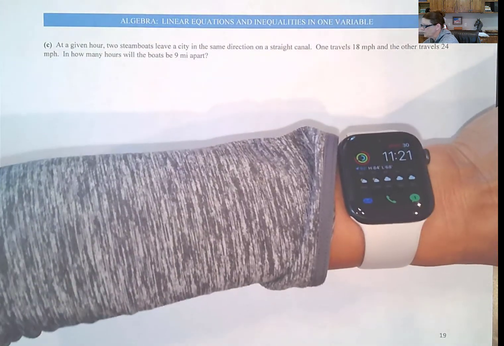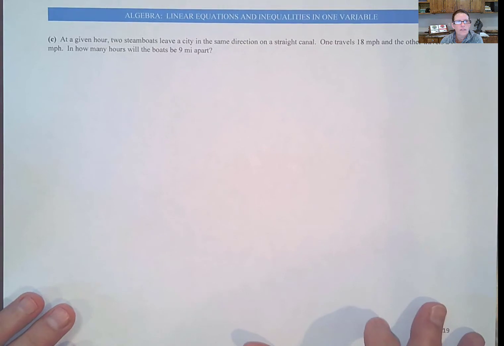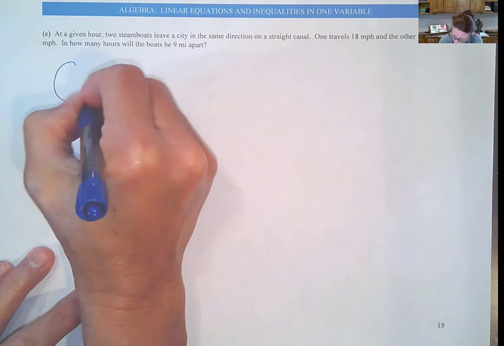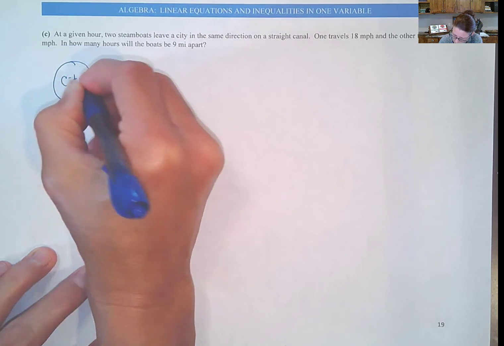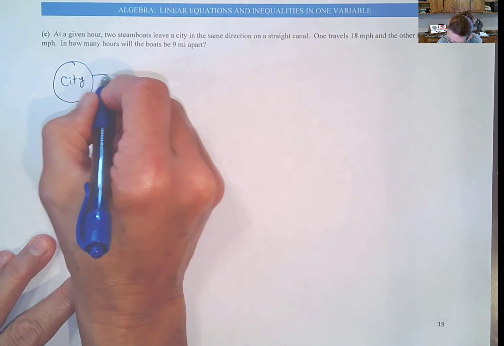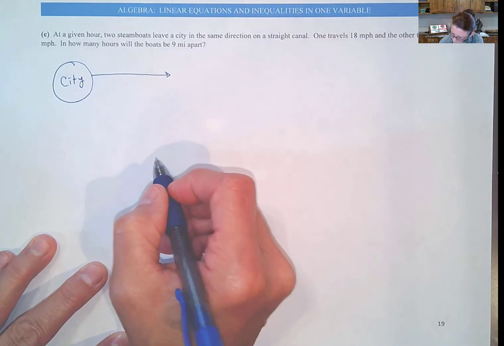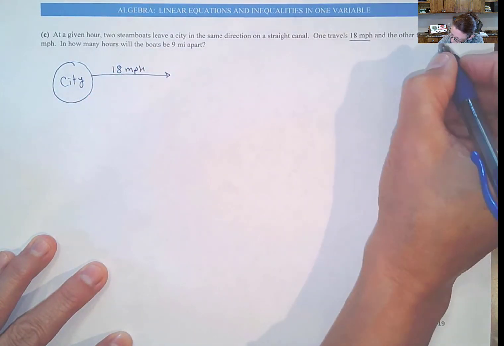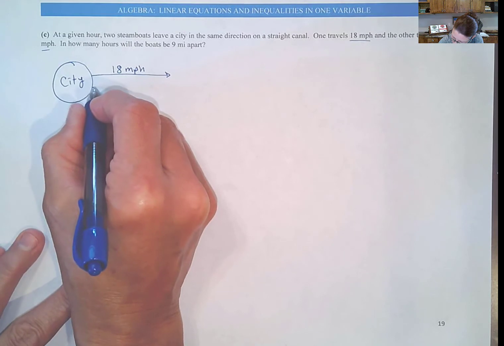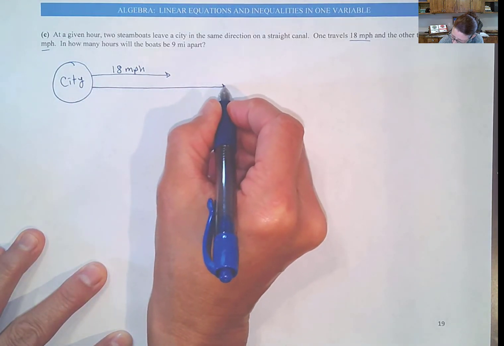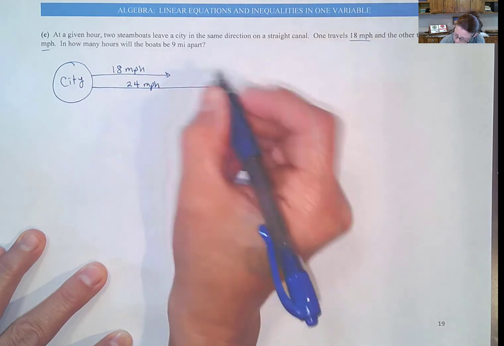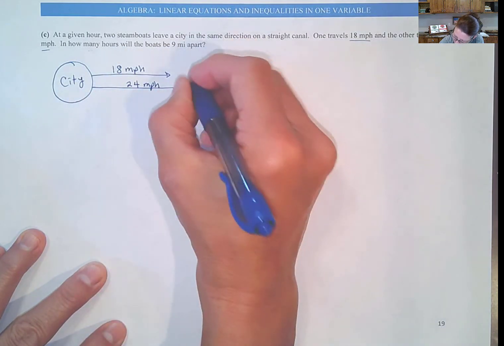Our last problem for this video, similar to part B. At a given hour, two steamboats leave a city in the same direction on a straight canal. So our picture here is going to be a little bit different than previous, okay, because these steamboats are going to be going in the same direction on a straight canal. One travels 18 miles per hour and the other 24 miles per hour. And since it's going faster, it's going to travel further. In how many hours will the boats be 9 miles apart?